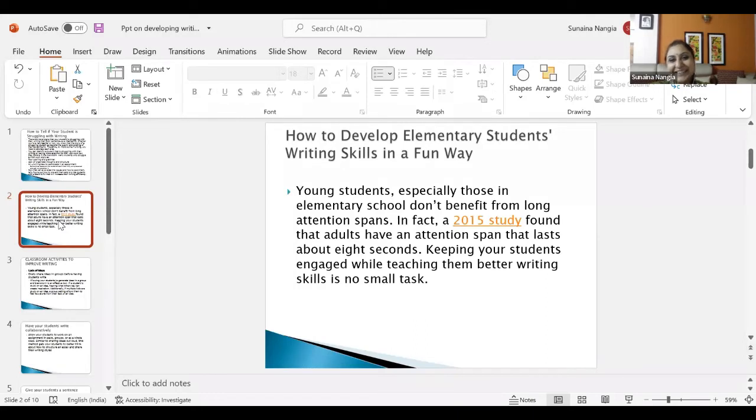So this would have happened with most of us during online classes. We don't know what the students are doing, right? And we keep wondering, why hasn't the child been able to write when I spoke about the same thing 10 times?